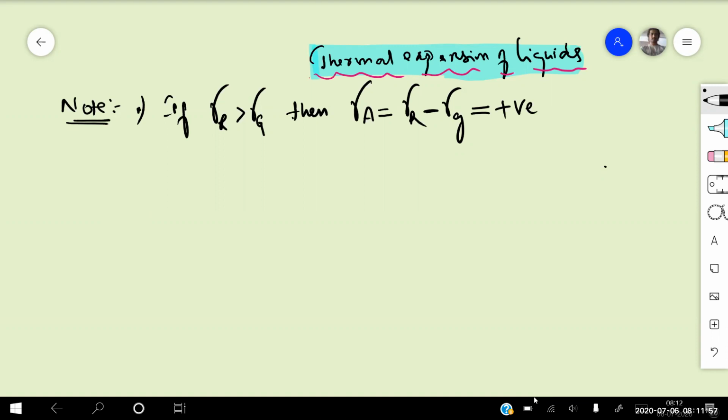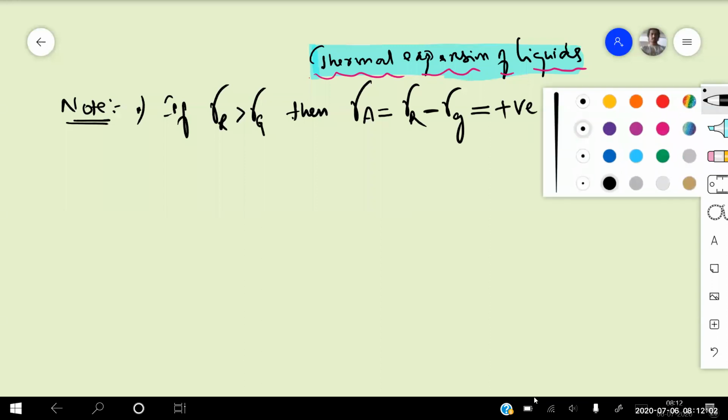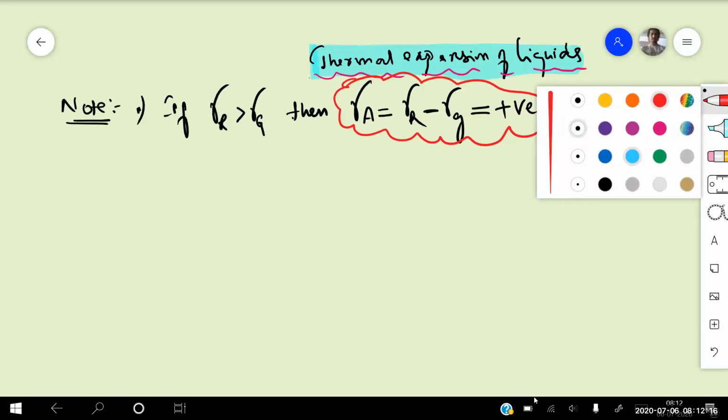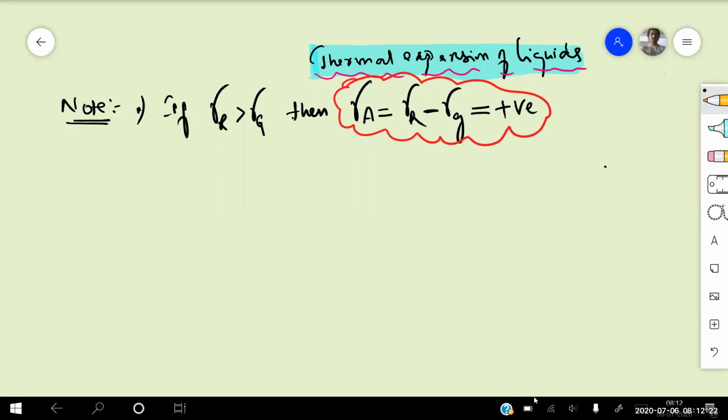If real expansion is greater than the expansion of glass, then gamma apparent is equal to gamma r minus gamma g. That means real expansion minus expansion of glass. Small g and capital G are one and the same, beta, so don't take it as another condition right now. So if gamma r is greater than gamma g, then the coefficient of apparent expansion is equal to real expansion minus glass expansion. That will be positive.